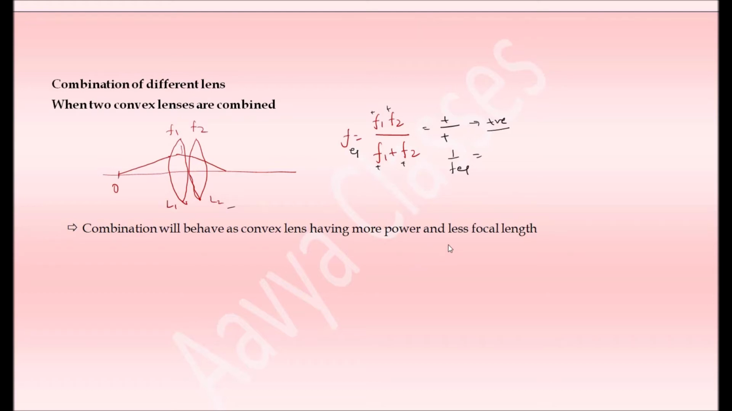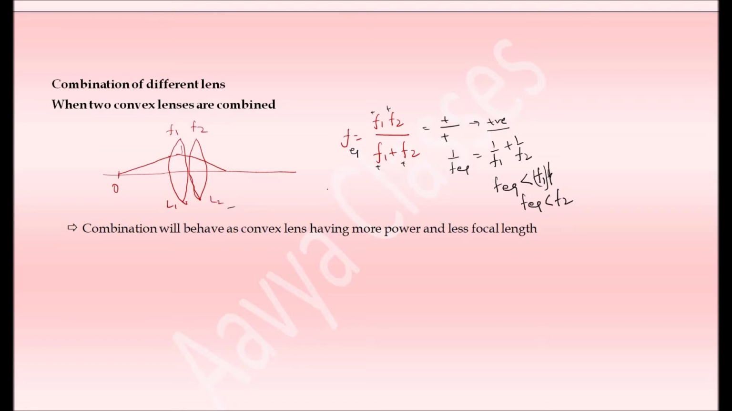And again, if we write 1 by f equivalent is equal to 1 by f1 plus 1 by f2, then it clearly means that f equivalent is less than both f1 and f2. So f equivalent is less than f1 and f equivalent is less than f2. So the combination will behave as a convex lens with less focal length.